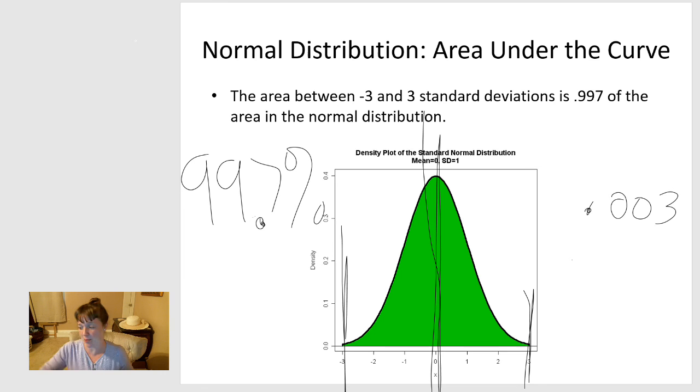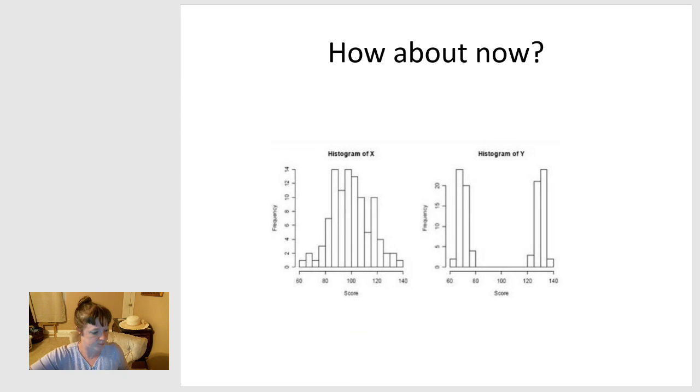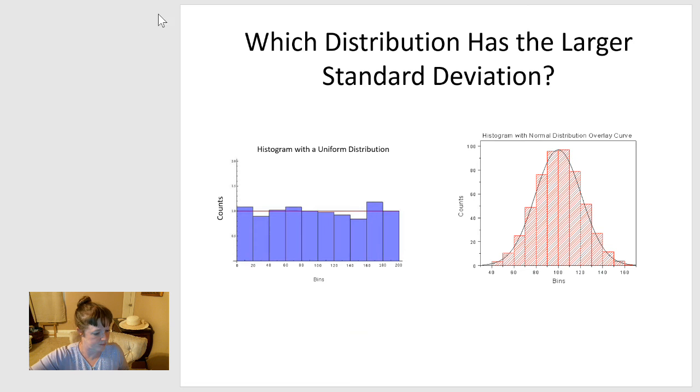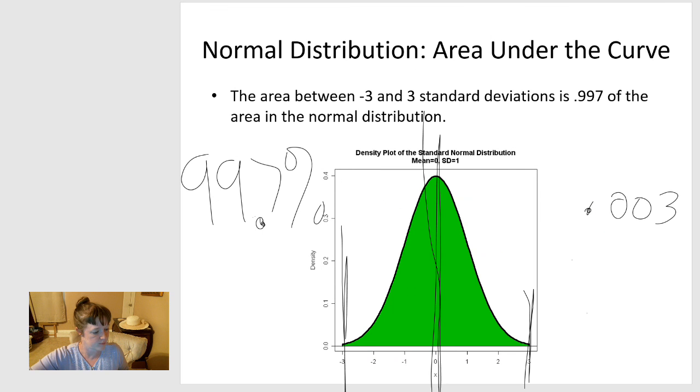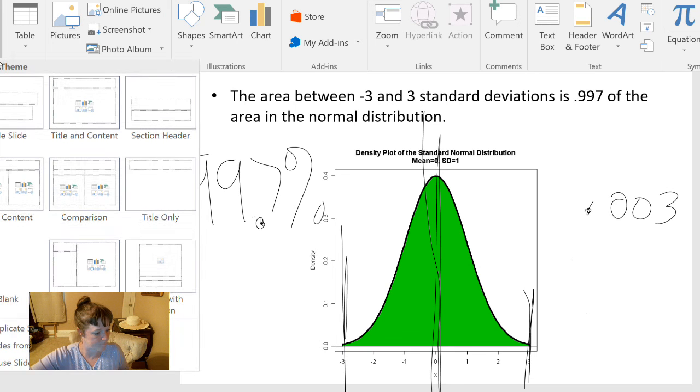And let's do a different example to get at this idea. So let's say I have IQ. And IQ is in fact, in nature, normally distributed.